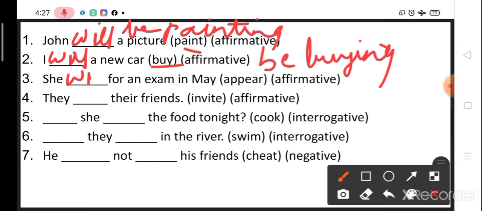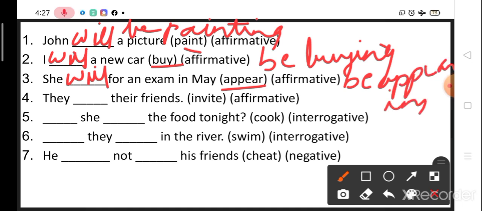She will be appearing for an exam in May. They will be inviting their friends. Now again, the location will change and interchange in this sentence.